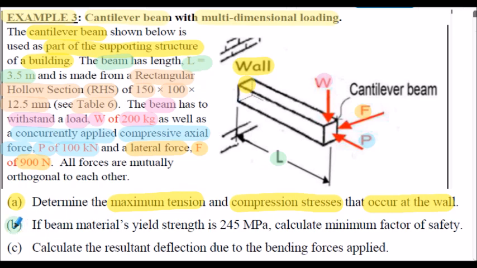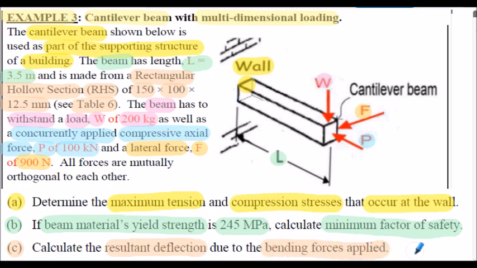Part B, if the beam's material yield strength is 245 megapascals, we've got to calculate the minimum factor of safety. In part C, we've got to calculate the resultant deflection due to the bending forces applied. So there's example 3 outlined. Let's now consider the solution for this problem.